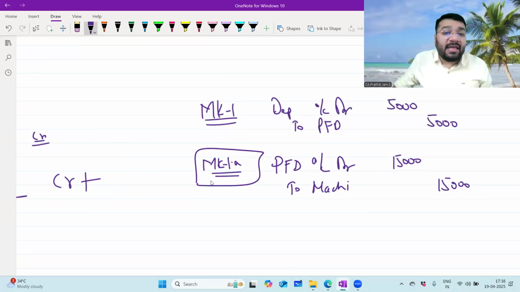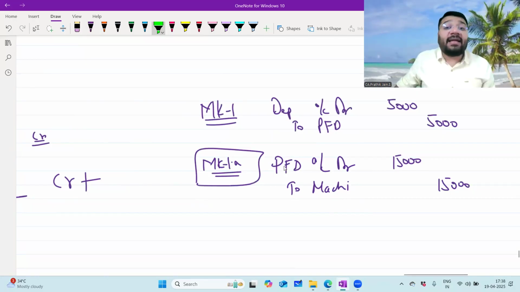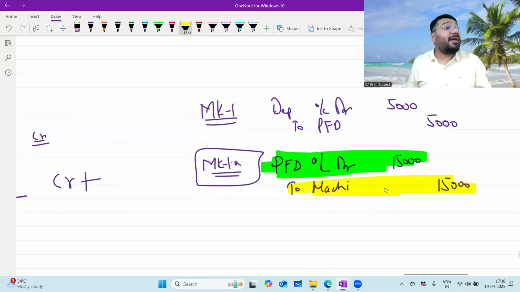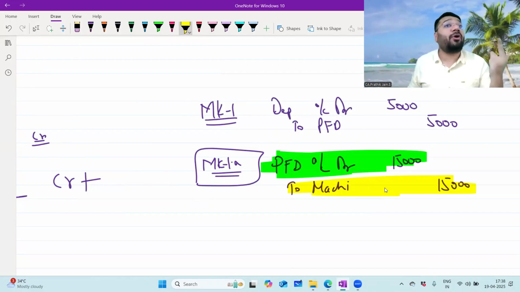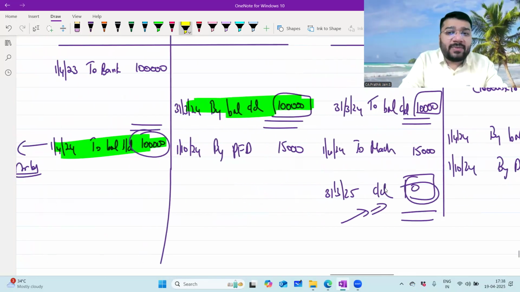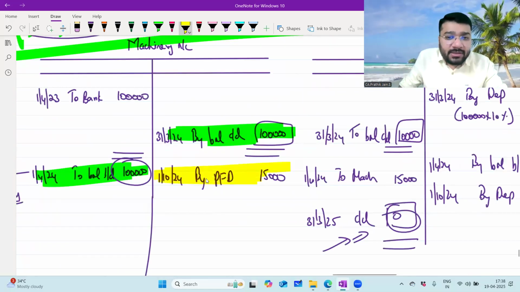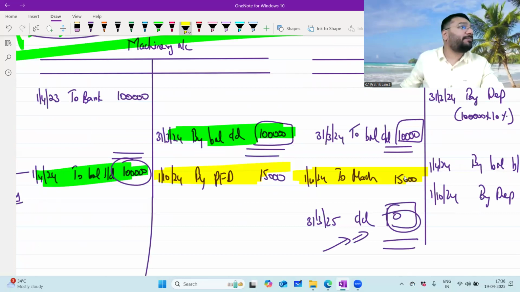This is the monkey 1A entry, which will affect two places. One, it will affect the PFD account. Second, it will affect the machinery account. So one entry affecting two places. Both are important for your working notes. So this and this will always come together.